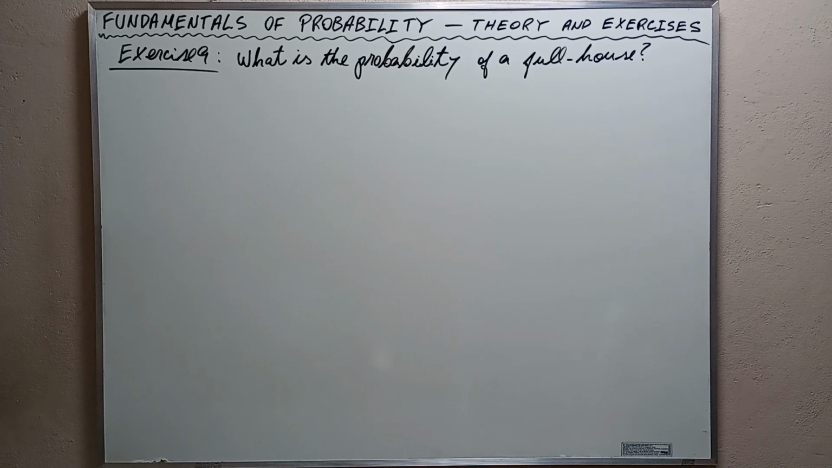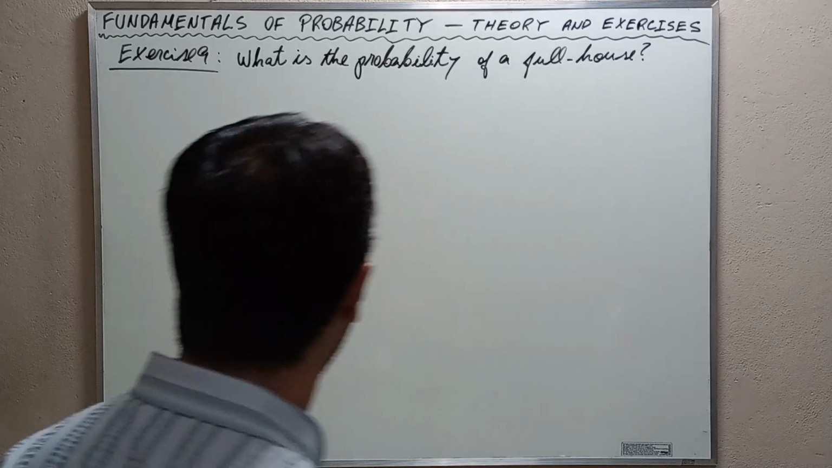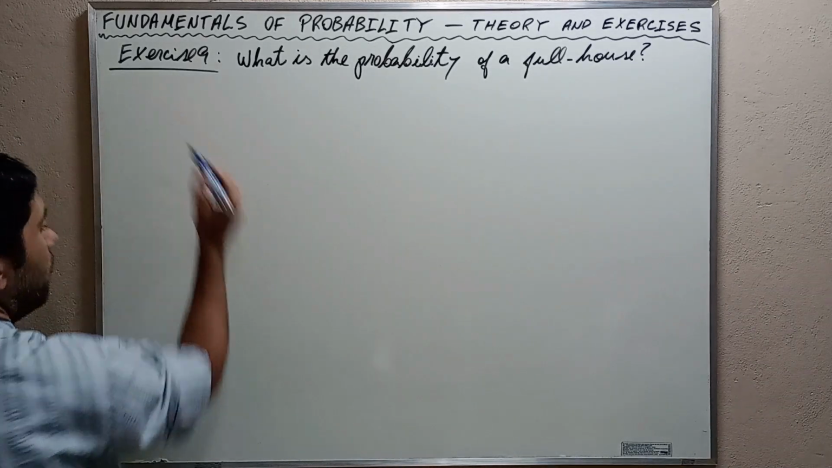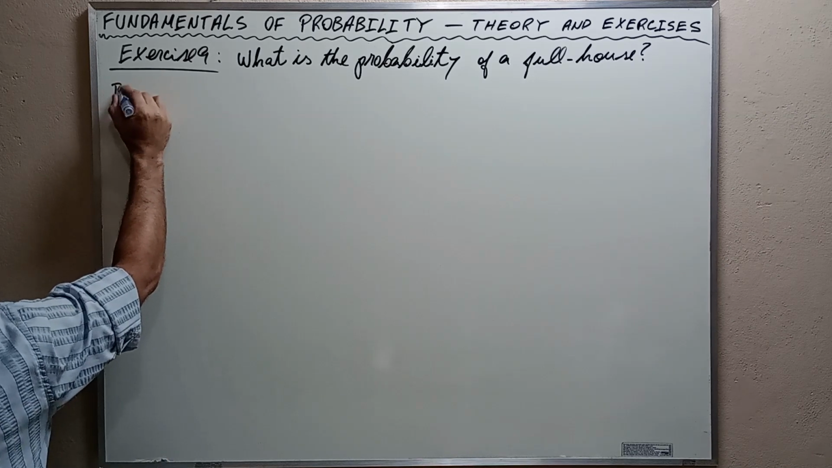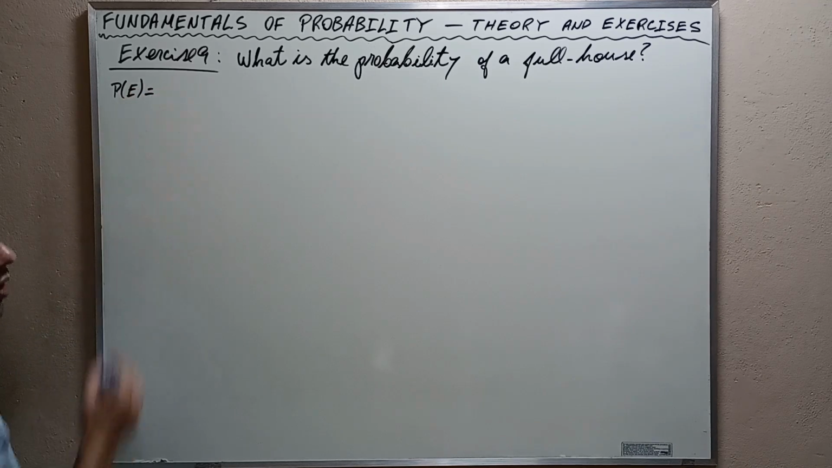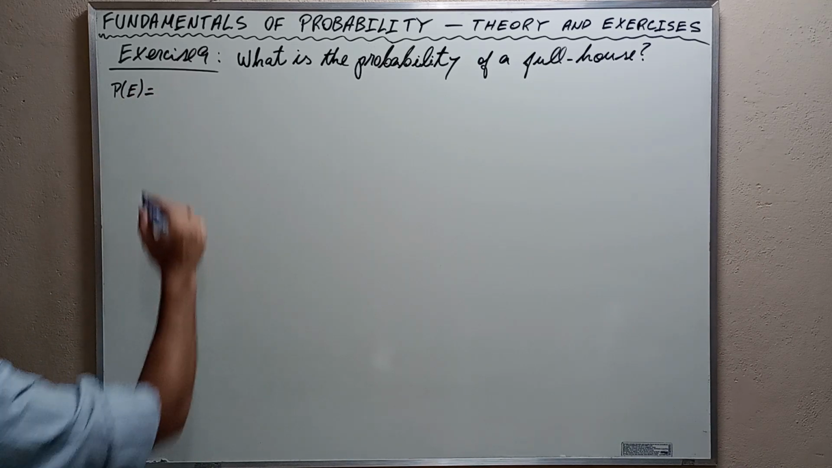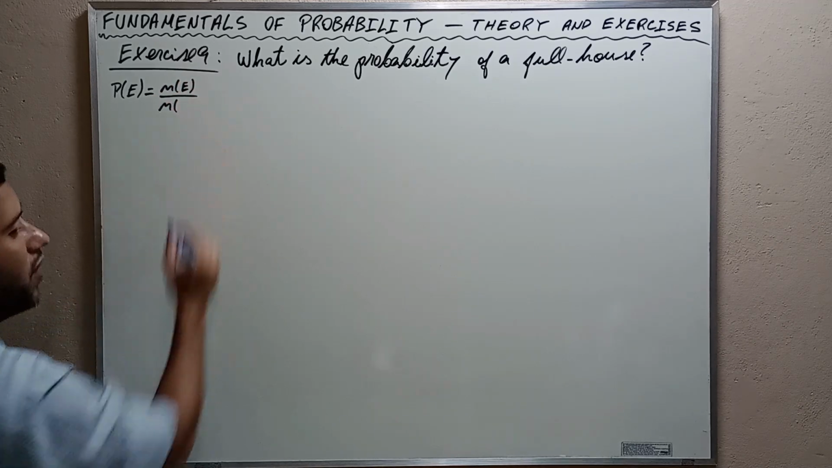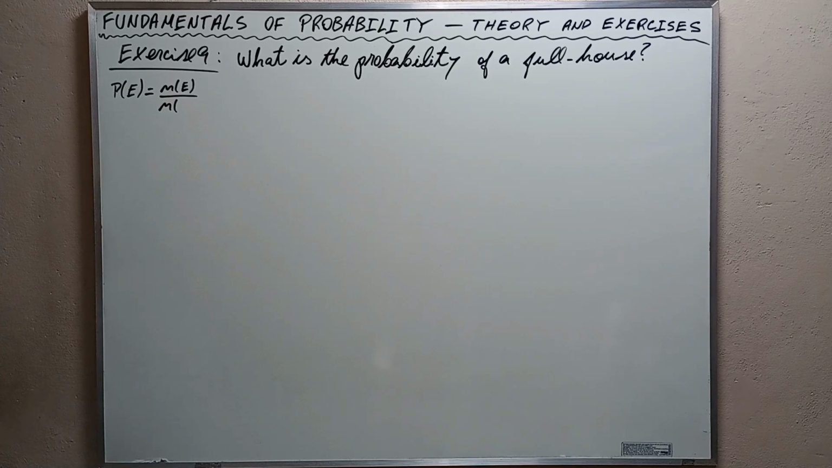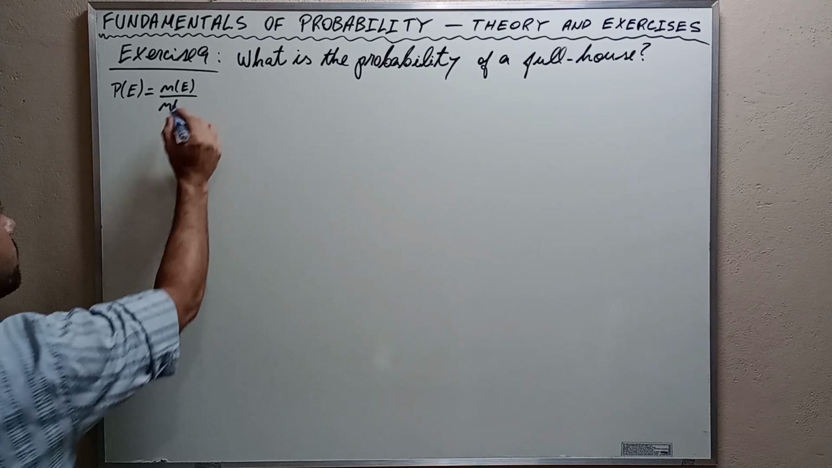Alright, my friends, now that we know what a full house is, let's understand our sample space, because we want to calculate the probability of an event. What is the event? The event is to be dealt a full house. So the probability of the event of interest, to be dealt a full house, is equal to the number of elements of the event of interest divided by the number of elements of the sample space.